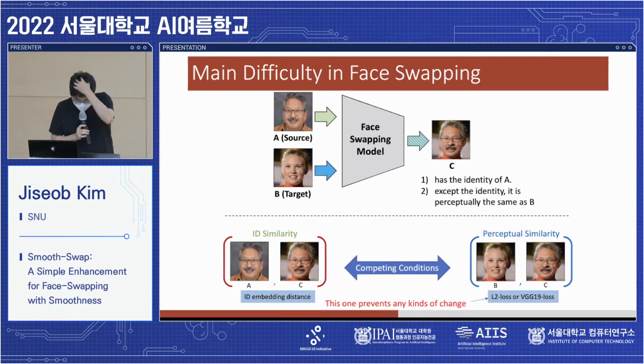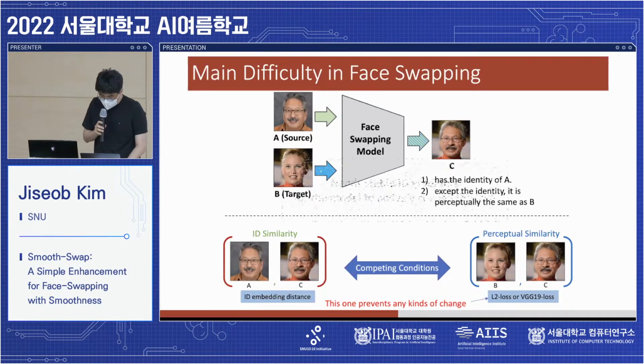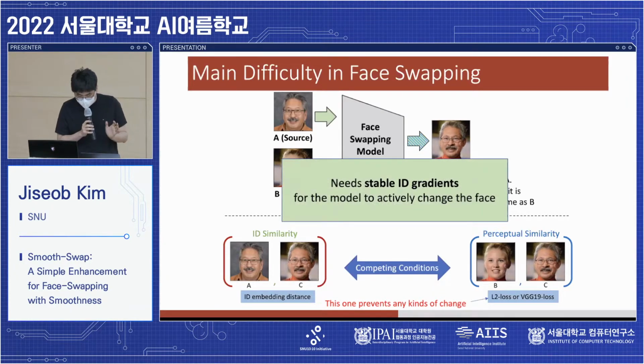And since this loss, the L2 loss or VGG19 loss, is too simple but too strong, the identity loss for the first condition is often dominated by the second loss. As a result, the model can change the identity, but only minimally. So to prevent this, what we need are stable, consistent ID gradients. We want the gradients to be solid enough to stand against the perceptual gradients throughout the entire training process.